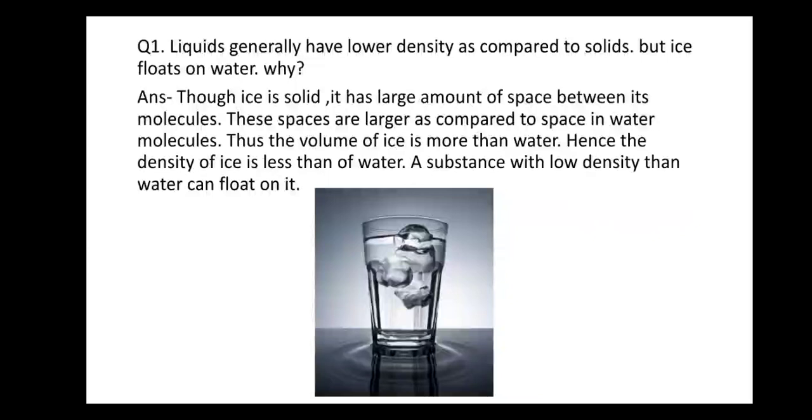Liquids generally have lower density as compared to solids, but ice floats on water. What is the reason? Though ice is solid, it has a large amount of space between its molecules, and these spaces are larger as compared to the space in the water molecules. Thus, the volume of ice is more than water, and so its density becomes less, and when the density is low, it will start floating on the surface of water. That is why ice floats on water.